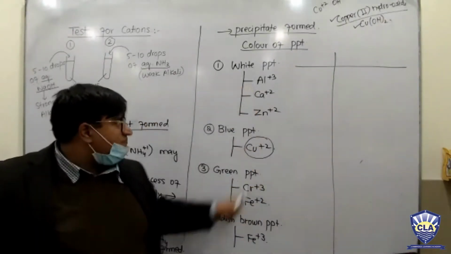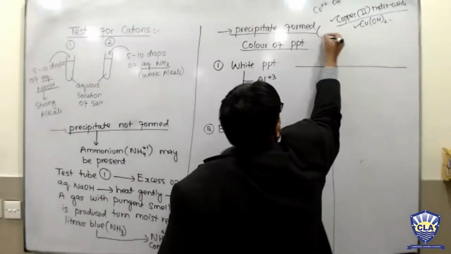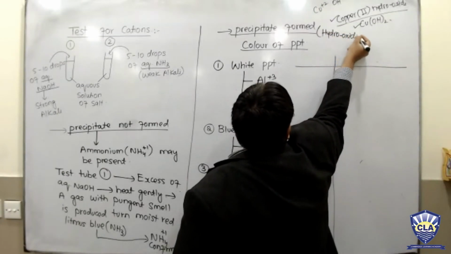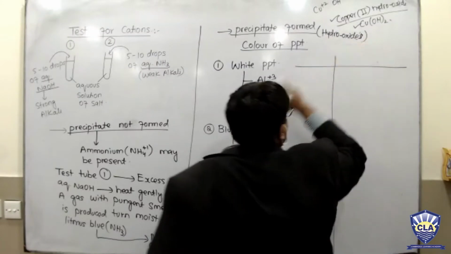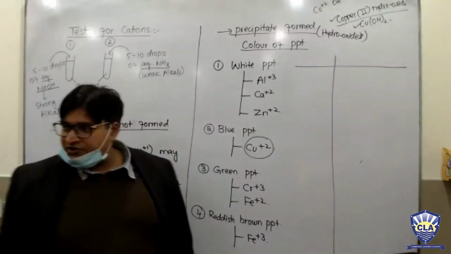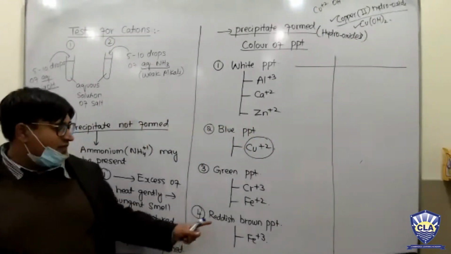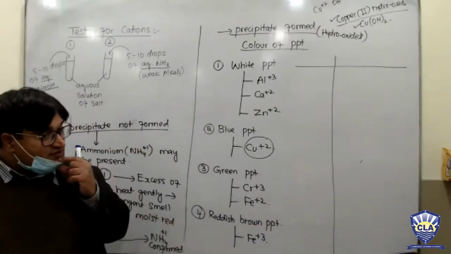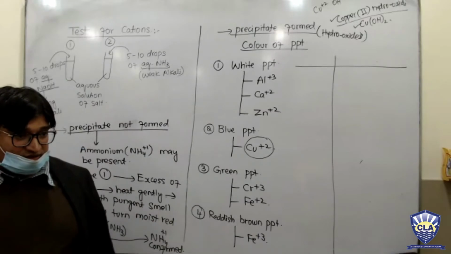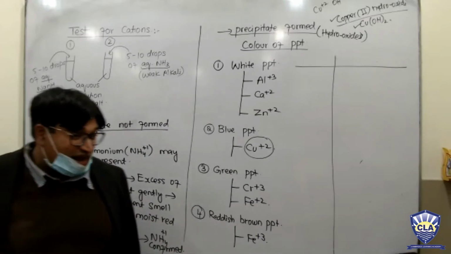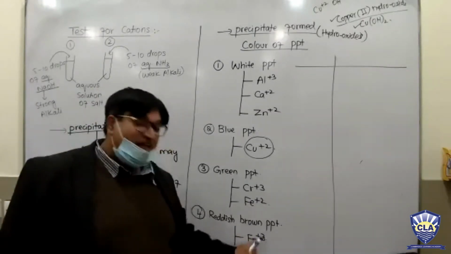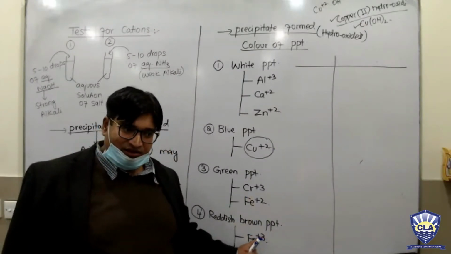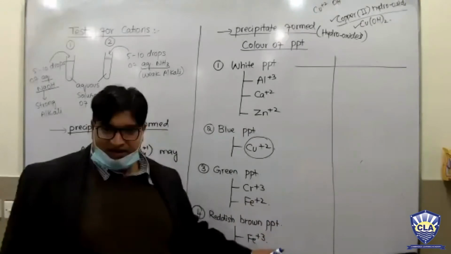So all the precipitates are formed by the hydroxides. The hydroxides would join with all of these ions. You got it? Okay. So if I ask you what is the name of the reddish brown precipitate? Yes, Jiza. Sir, iron oxide. Iron hydroxide. No, iron 3 hydroxide, because it contains the plus 3 charge on it, beta. So iron 3 hydroxide.